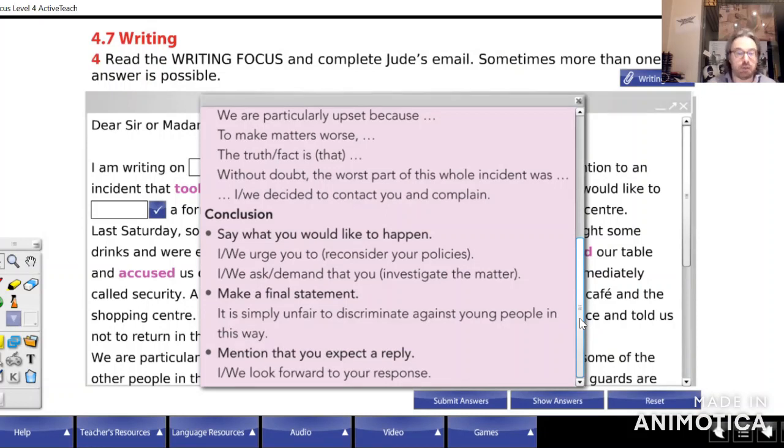Then you make a final statement, such as in this case, it's simply unfair to discriminate against young people in this way. It sort of summarizes the entire situation. And obviously, mention that you expect a reply. We look forward to your response, because this, in a way, helps you expect a letter or a message back. And if not, you could always take this to a higher authority, saying, I tried to tell them that this and this was going wrong, but they didn't even reply, which is always in your favor and less so in theirs. So letter of complaint there, very important facts to remember.